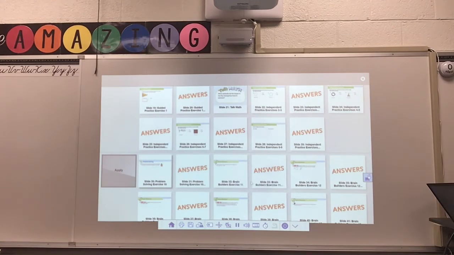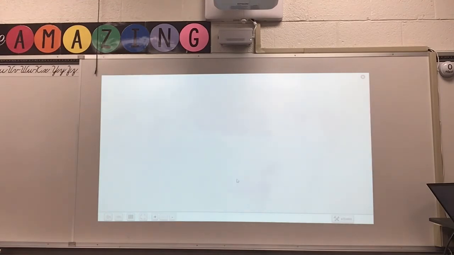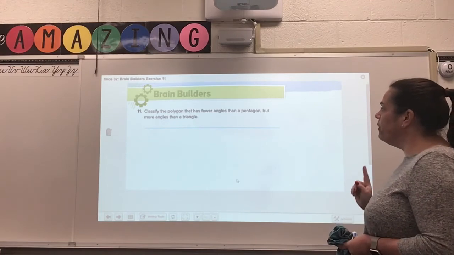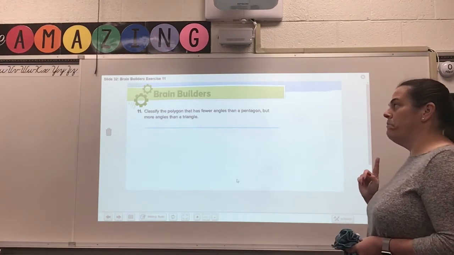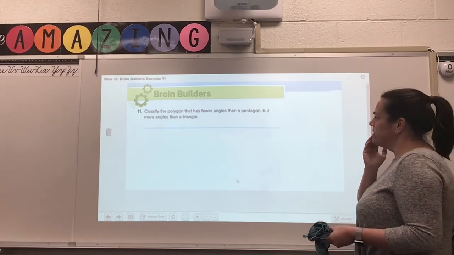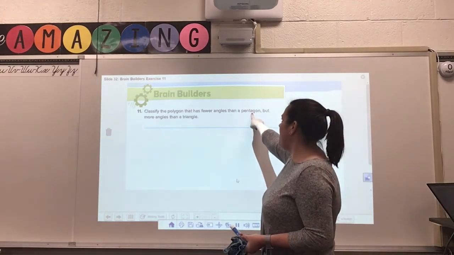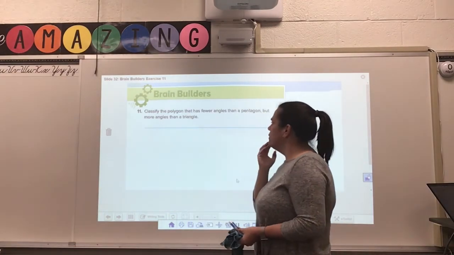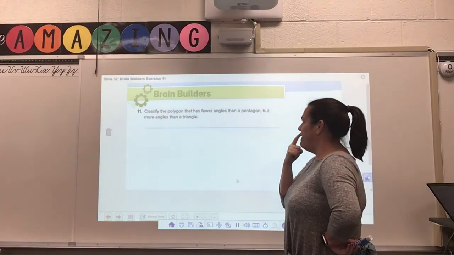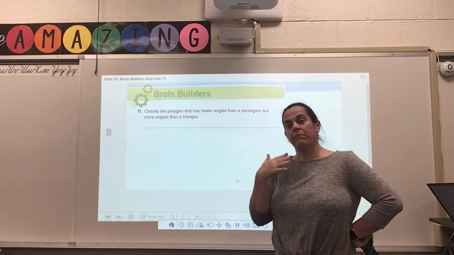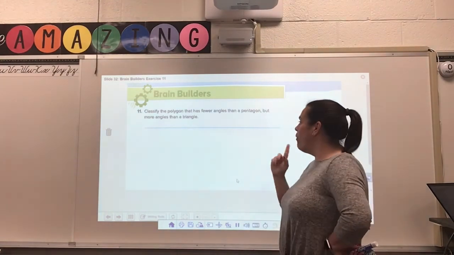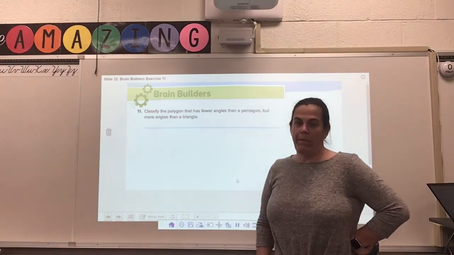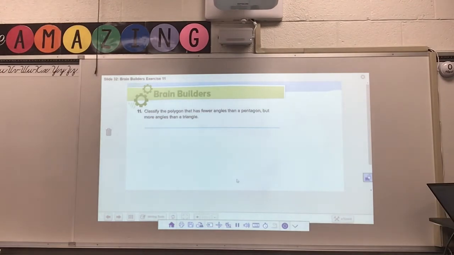Let's take a look at number 11. It says to classify the polygon that has fewer angles than a pentagon, but more angles than a triangle. So a pentagon I know has 5 angles. A triangle has 3 angles. So which polygon would have less than 5 angles and more than 3 angles, and what is it called? I need to write the name of that polygon there. Okay? So that's how you're going to do number 11.